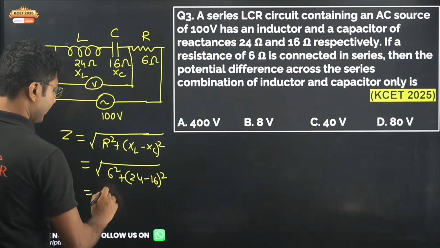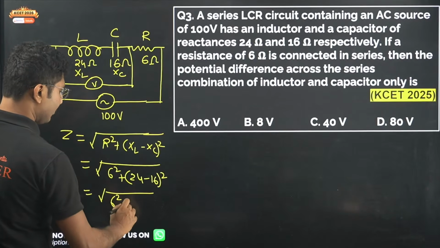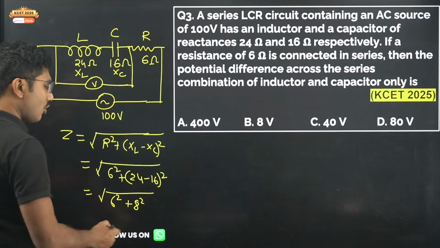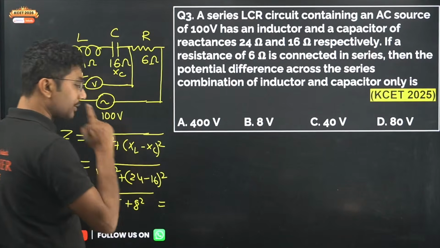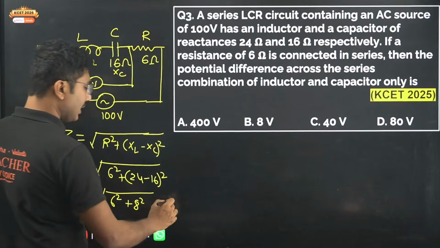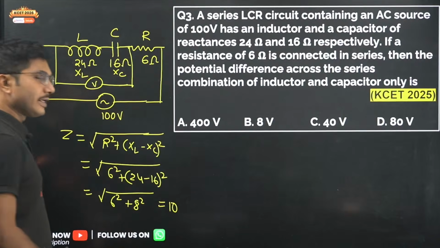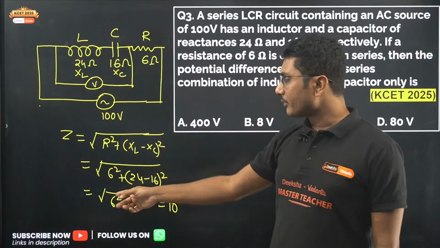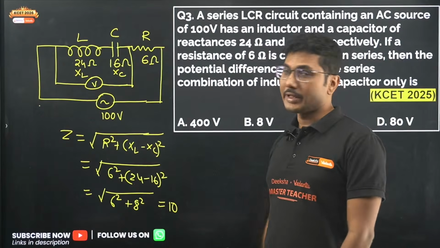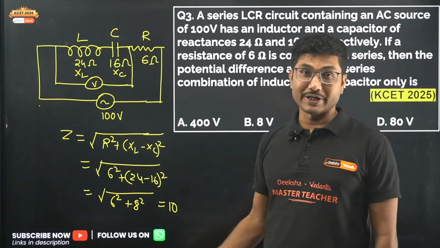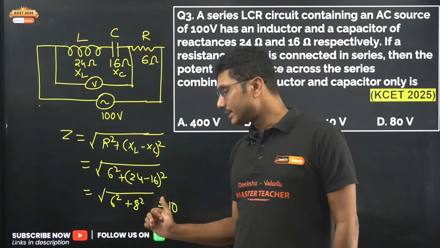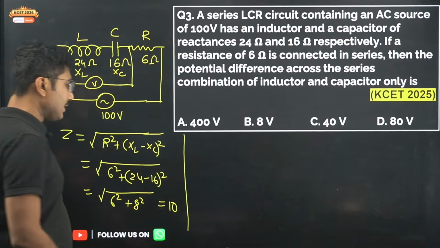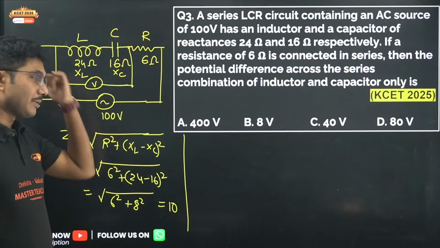So 24 minus 16 is equal to 8. So 6 square plus 8 square. This is very common in mathematics. If you have solved some mathematics, this gives out the square root of 100. So this will be 10. Okay, this is a very common number, right? 6 square is 36, 8 square is 64, 36 plus 64 is 100. So the square root of 100 is 10. Okay, clear? This is a very common square root in mathematics.